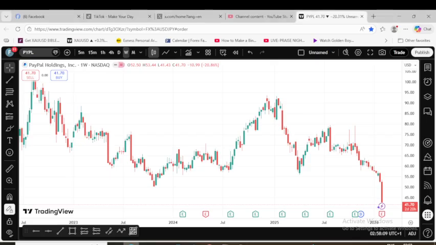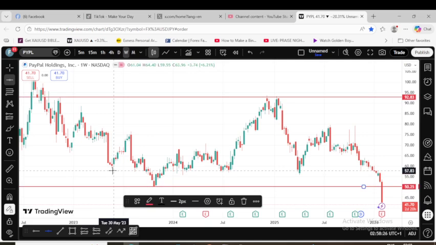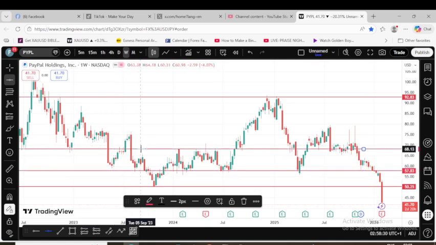Good morning, everyone. Today we're going to be doing a top to bottom analysis on PayPal Holdings, starting on the weekly time frame. As usual, we'll start by pointing out our support and resistance levels, which we collectively call zones on the higher time frame.